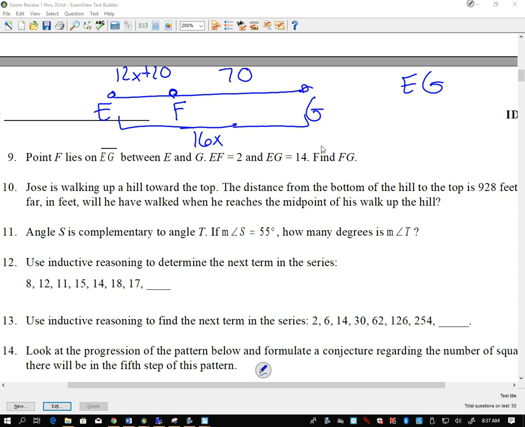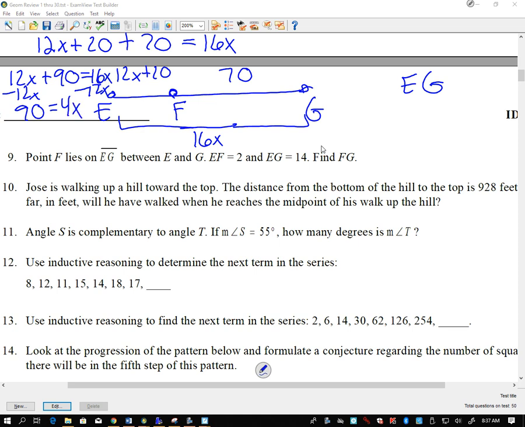What I do know is that 12x plus 20 plus 70 equals 16x. I'm still using the segment addition postulate, right? Combine like terms. What's 20 and 70? So I got 12x plus 90 equals 16x. I'm going to subtract 12x. 90 equals, what's 16 minus 12? So I got 4x.